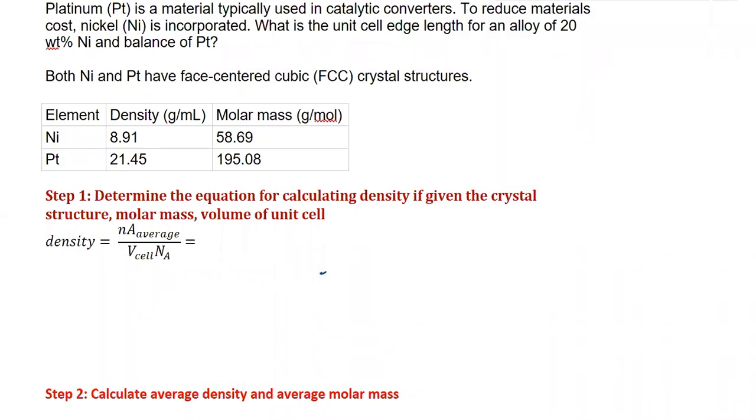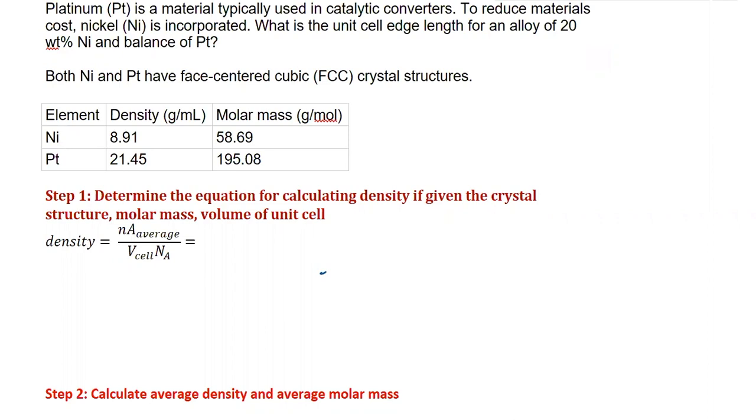So platinum is a material typically used in catalytic converters. To reduce materials costs, nickel is incorporated. What is the unit cell edge length for an alloy of 20 weight percent nickel and balance of platinum? Both nickel and platinum have face-centered cubic (FCC) crystal structures.